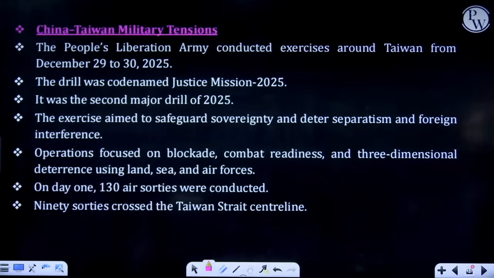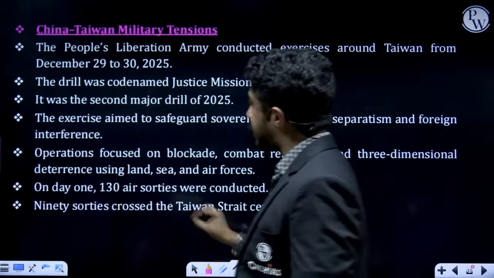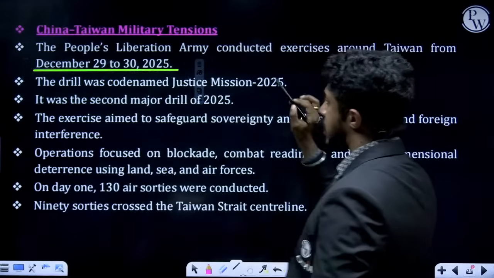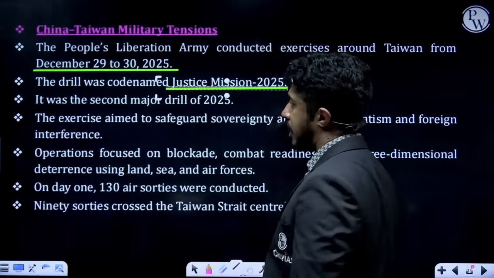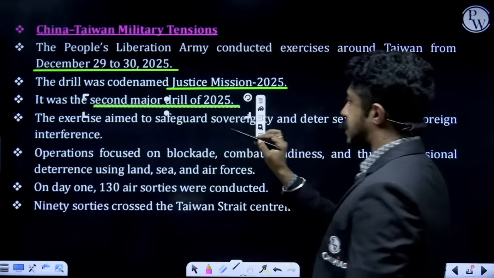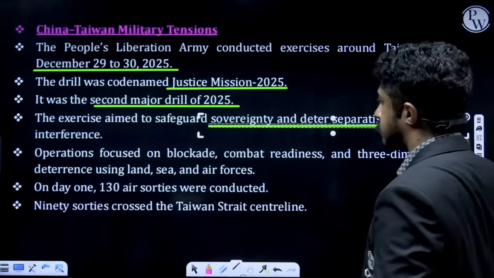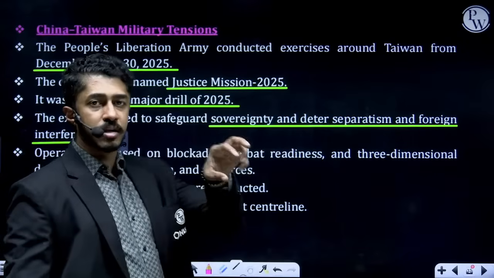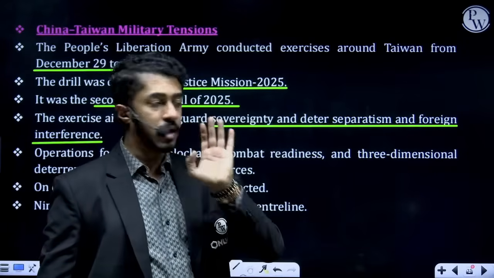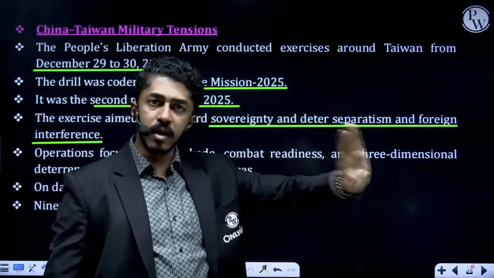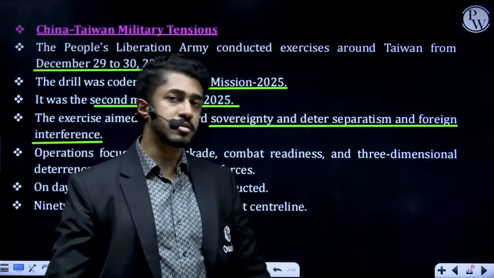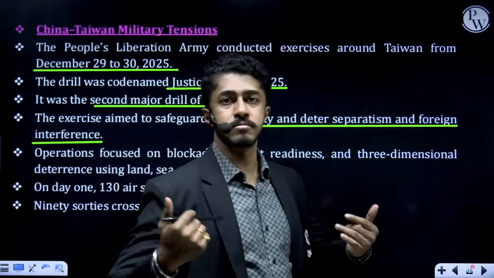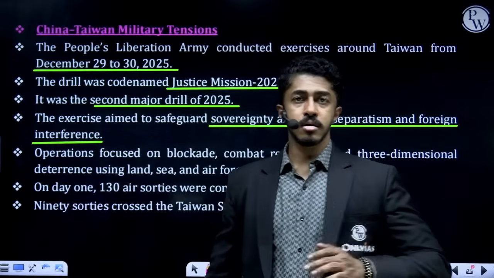China-Taiwan military tensions. The People's Liberation Army conducted exercises around Taiwan from December 29 to December 30, 2025. Nobody bothered. In and around Taiwan this was. The drill was codenamed Justice Mission 2025. It was the second major drill of 2025. The exercise aimed to safeguard sovereignty and deter separatism and foreign interference. Safeguard sovereignty means China's claim over Taiwan. Deter separatism means Taiwan's policies or foreign relations are not separate from China. You are mine. Tum mere ho, idhar aa. That sort of logic. Got the point here?